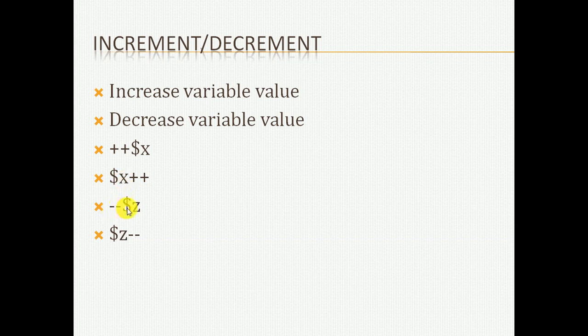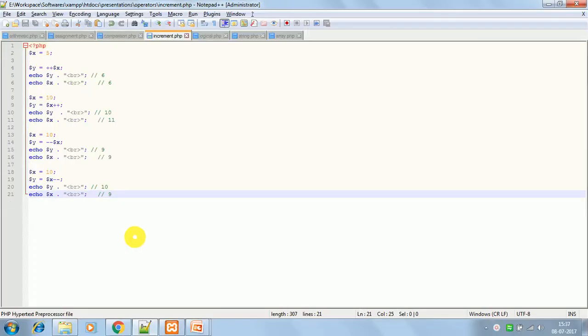Next is minus minus $z, meaning pre-decrement. It means it will first reduce the value of $z by 1 and then return $z. And the next one is just the opposite of it, $z minus minus, meaning post-decrement. So it would return $z first and then decrease the value by 1. Okay, now let's see the example for it. This is the example for the increment operator.